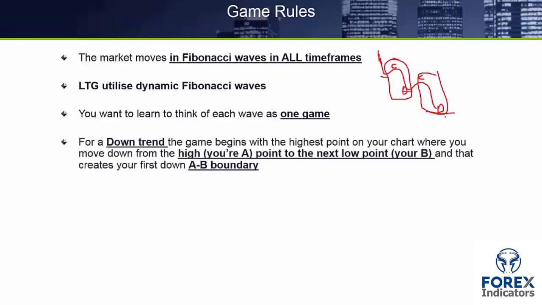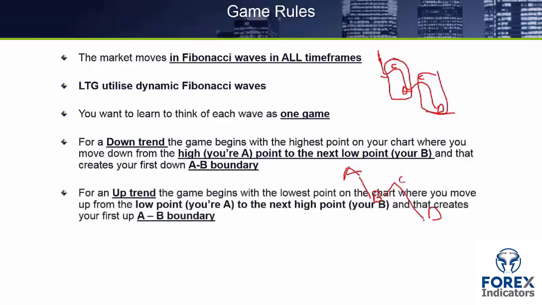For a downtrend, the game begins with the highest point on your chart, where you move down from the high, your A point, to the next low point, your B, and that creates your first down AB boundary. I'll show you what that looks like visually, but it will basically be something like this: A, B, C, D.